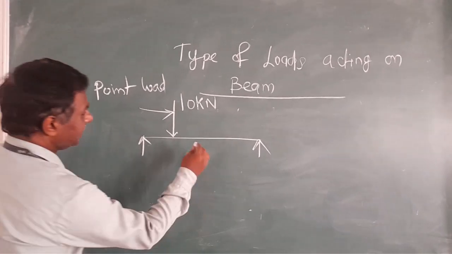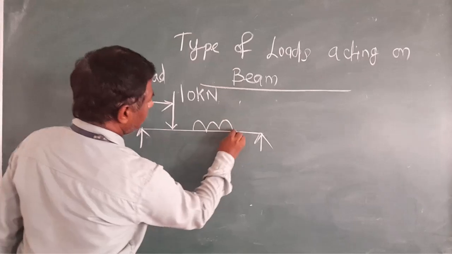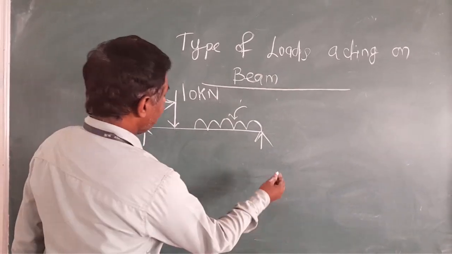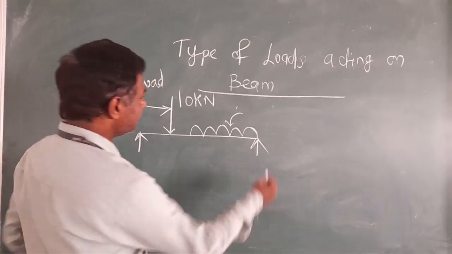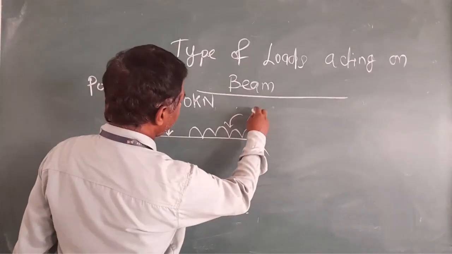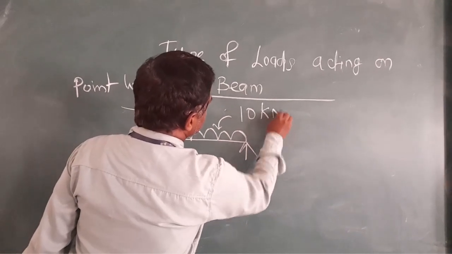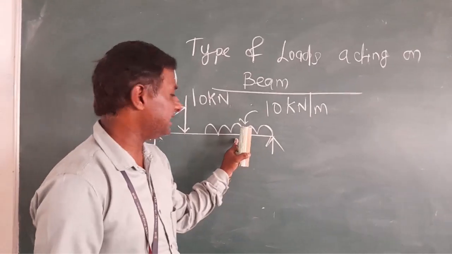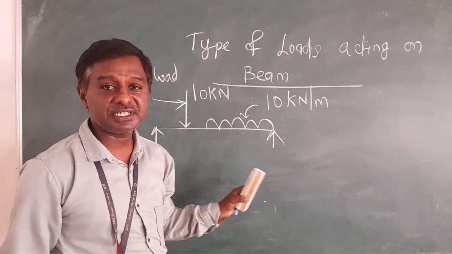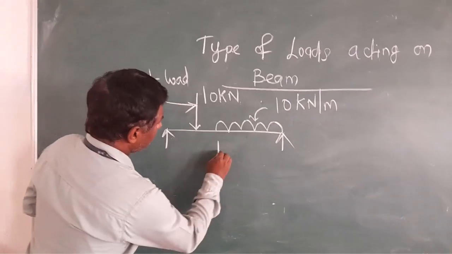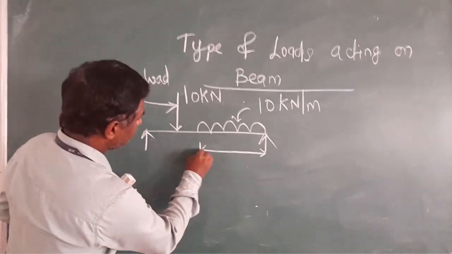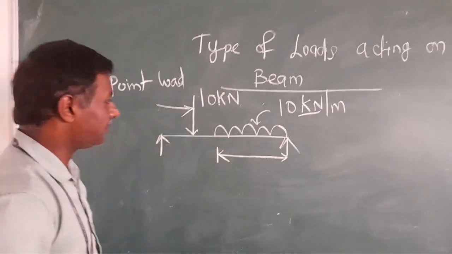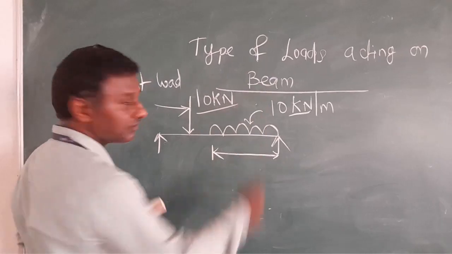And the second one is called uniformly distributed load, and this uniformly distributed load is measured or given in terms of load per the total distance covered. This is called the intensity of load. 10 kilonewton per meter is the uniformly distributed load. It is not in terms of kilonewton, it is given in terms of kilonewton per meter. That is very important, but point load is given directly as the load.